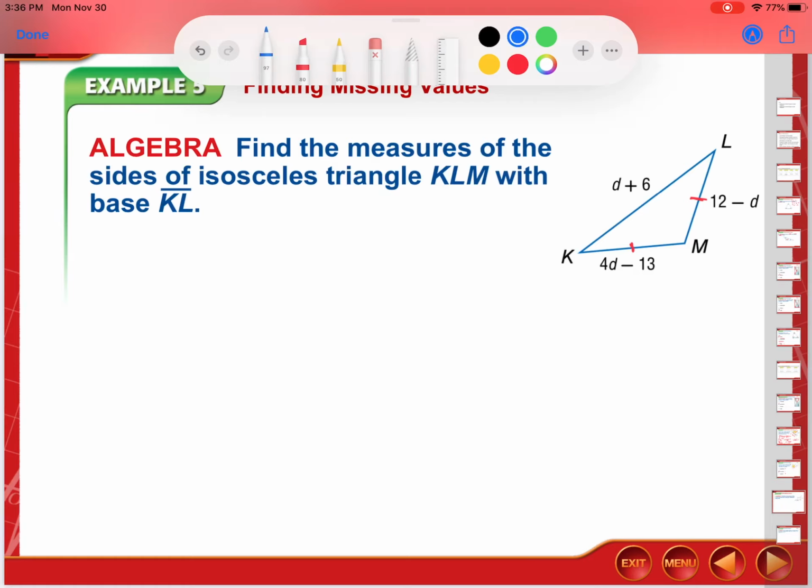This side and this side are congruent, and the way you can tell that is because they tell you that the base is KL, so your base is always going to be that side that's not congruent. There's a drawn out reason for that you'll eventually learn, probably your junior or senior year in high school. But I'll give you guys the brief Cliff Notes version of it.